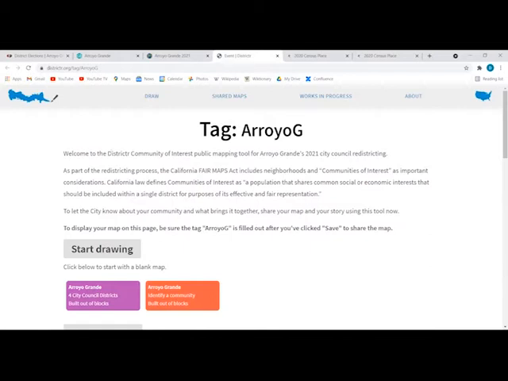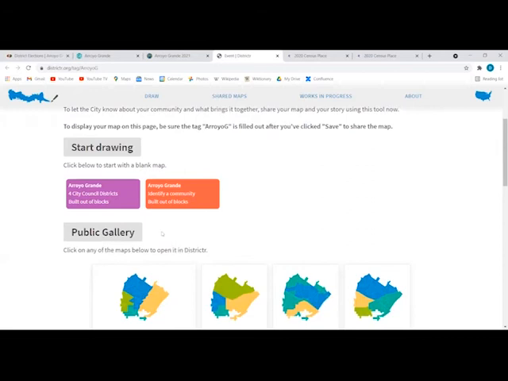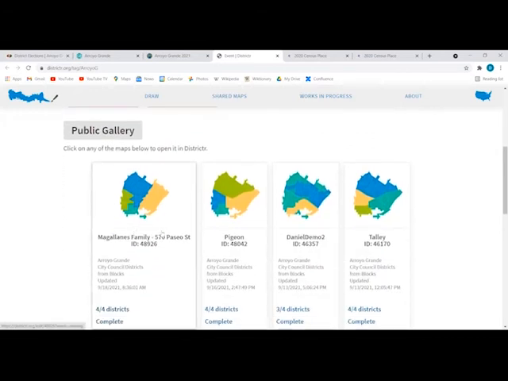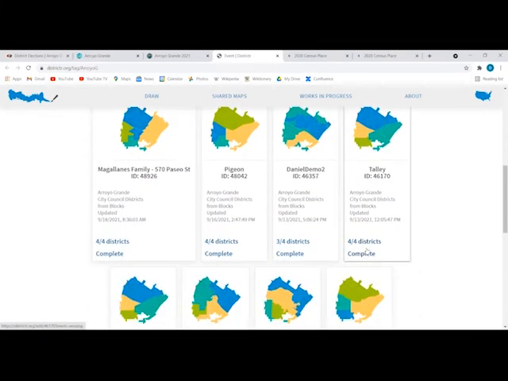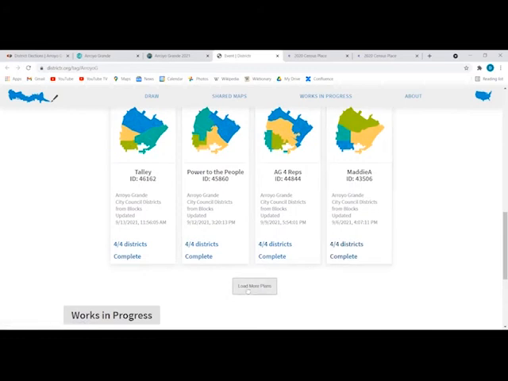There are other District Art pages for other jurisdictions, but you'll know that this is the right one if it says Arroyo Grande. And when you look down here, you'll see that there are two options. You can either draw a full plan with 4 city council districts, or you could just draw a community of interest or a neighborhood. If you continue to scroll, you'll see that there's a public gallery that shows maps that have already been made by members of the public. And you'll see there are so many that you have to click load more plans to see them all.